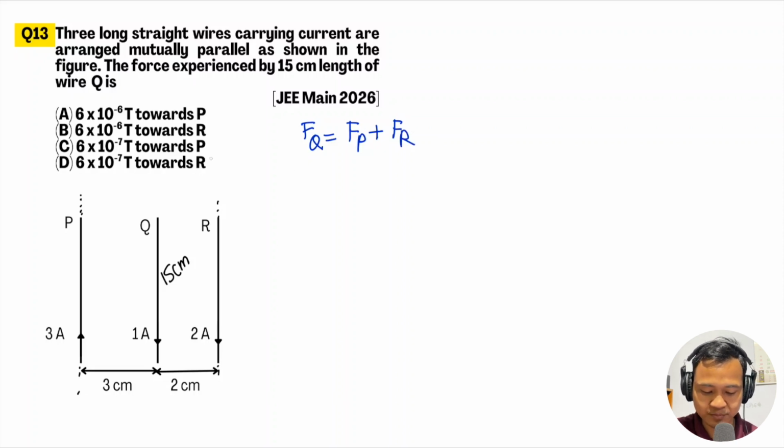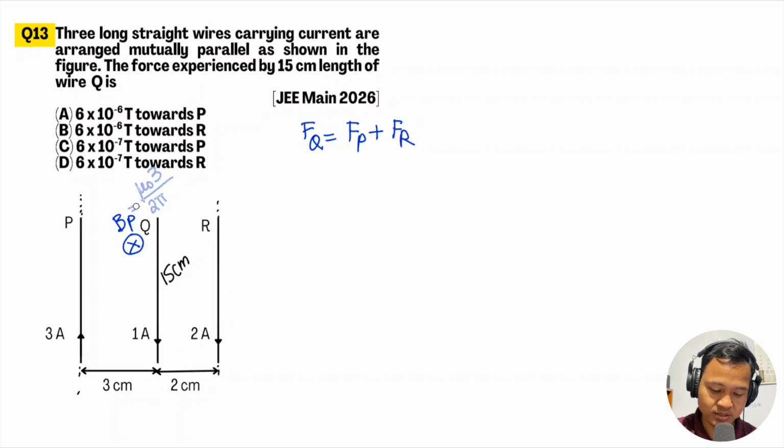Due to P, the current is such that on the right side the magnetic field is inward, and on the left side it is outward. So that means due to P the magnetic field at Q is inward. So B due to P is mu naught into I2 divided by 2 pi into d to P.